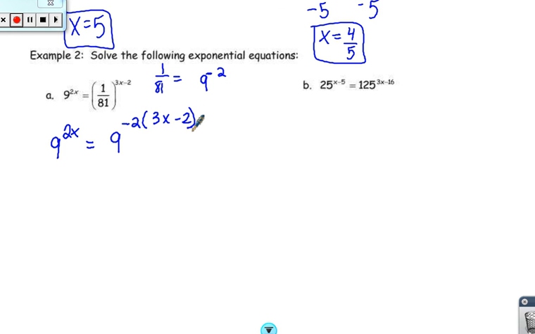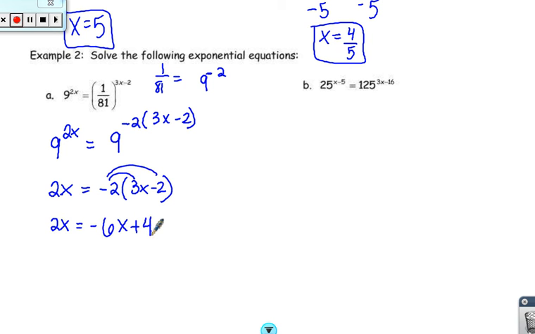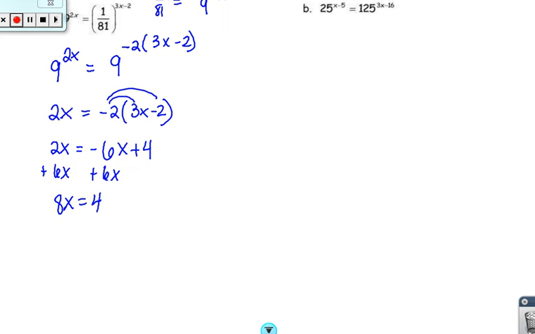Since I both have bases of 9, then I know 2x can equal negative 2 times 3x minus 2. 2x equals negative 6x plus 4. Adding 6x to the other side gives me 8x equals 4. If I solve this, I would have to divide by 8, and 4 over 8 reduces to 1/2.